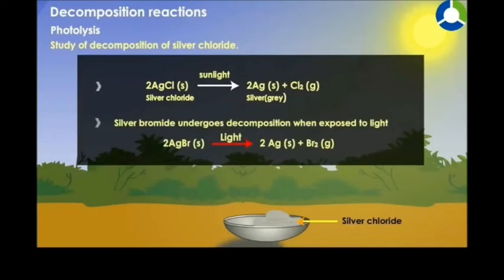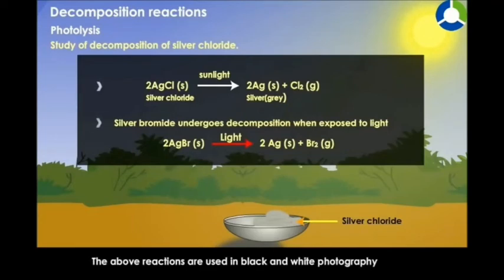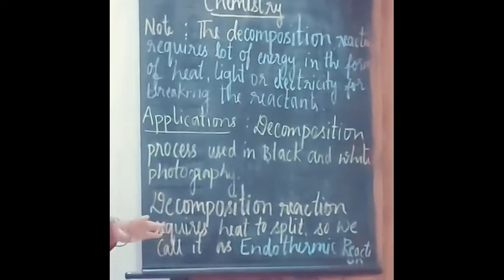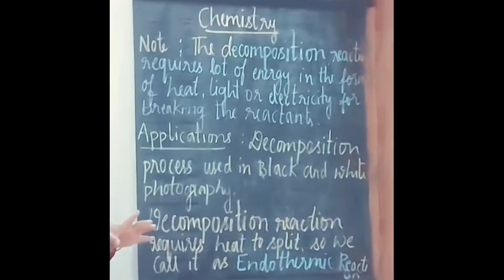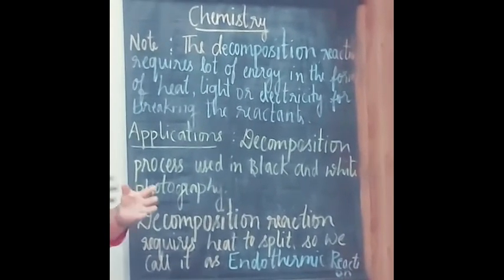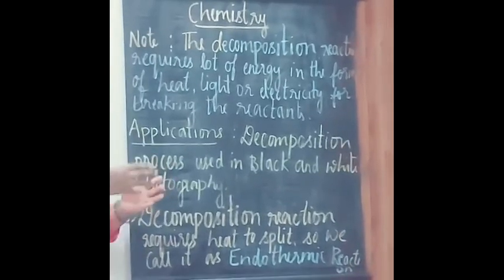Silver bromide undergoes decomposition when exposed to light. That is, silver bromide decomposes to give silver plus bromine. The above reactions are used in black and white photography. Hope everyone understood these 4 activities, and how a single reactant will be decomposed to give 2 or 3 products.